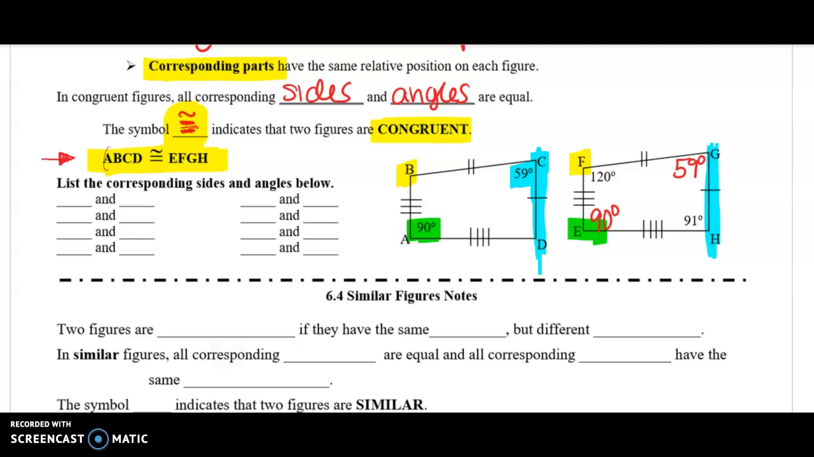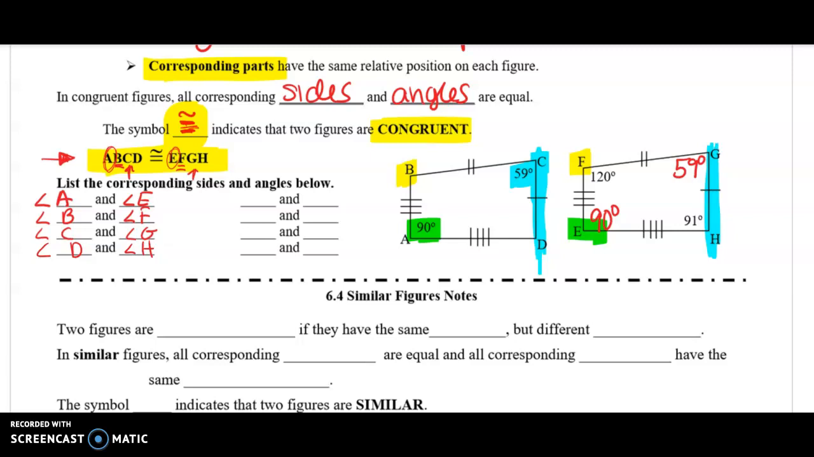If you look at how it's named, A and E are in that same position. So angle A and angle E would be corresponding. And then B and F are in the same position, so angle B and angle F. You can also look at the figure and tell that, but sometimes I think it's easier just to look at the naming of it. So angle C and angle G. And then the last one, of course, would be angle D and angle H.